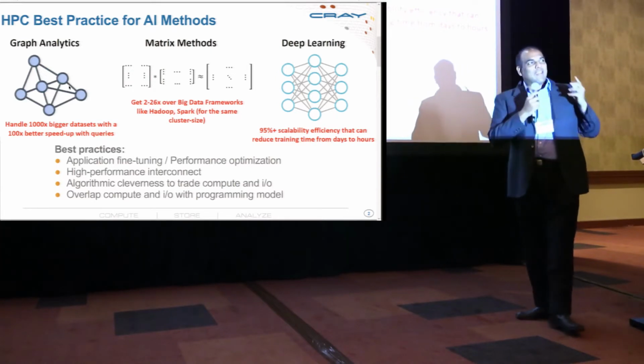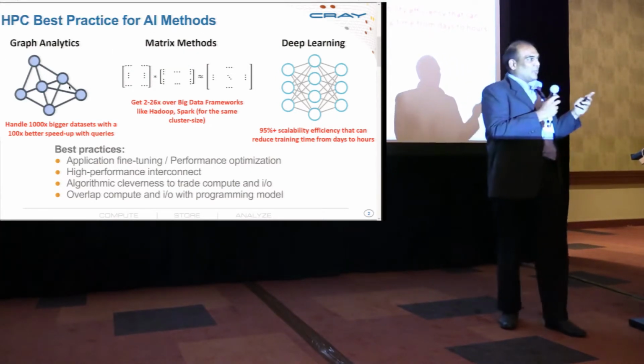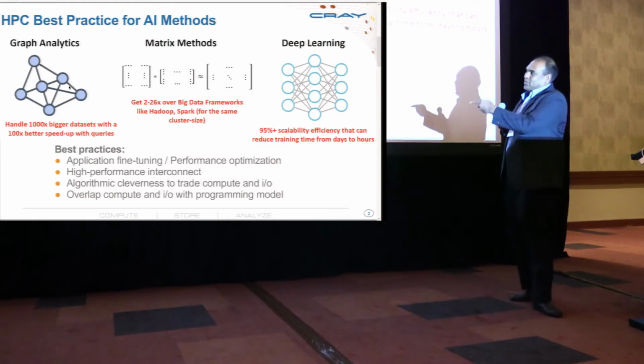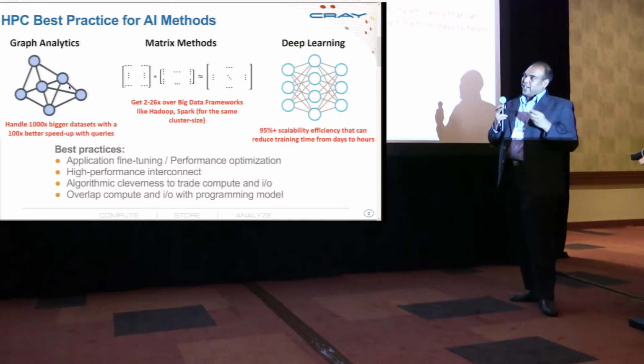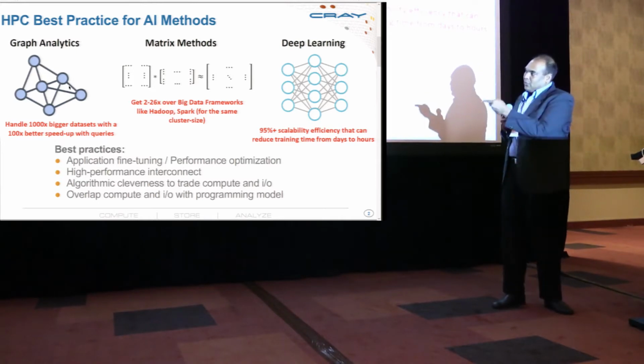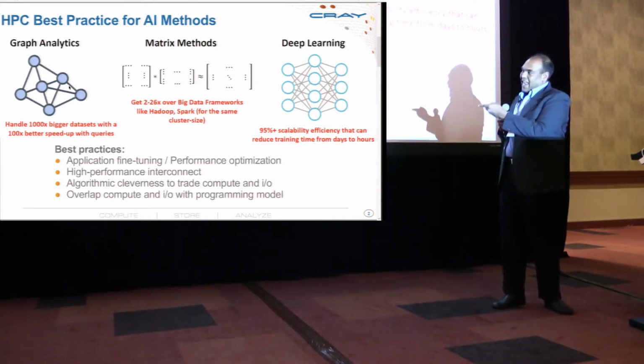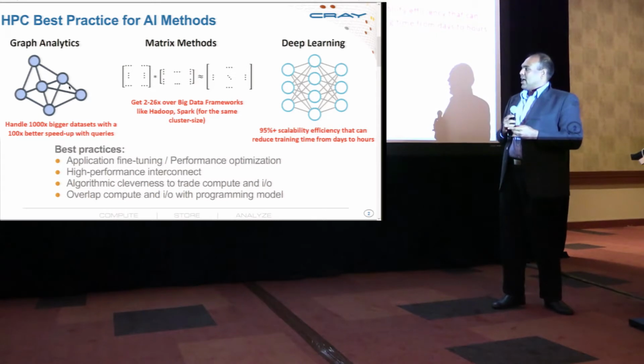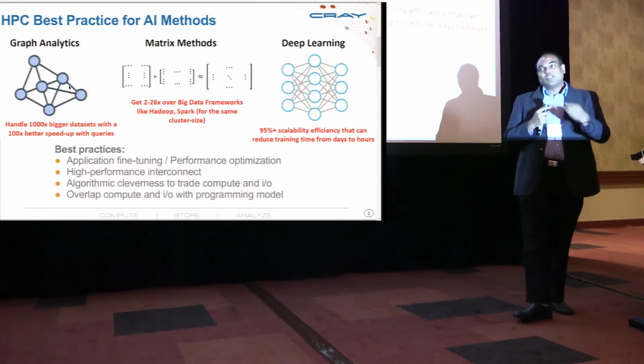Just like you treat every HPC app, where you start with what the app looks like, then you go through the process of fine-tuning it based on identifying parts of parallelism and parts of where the I/O needs help and so forth, being able to leverage your high-performance interconnect and cleverly creating your algorithm to swap compute and I/O, and then being able to overlap that through the interconnect.